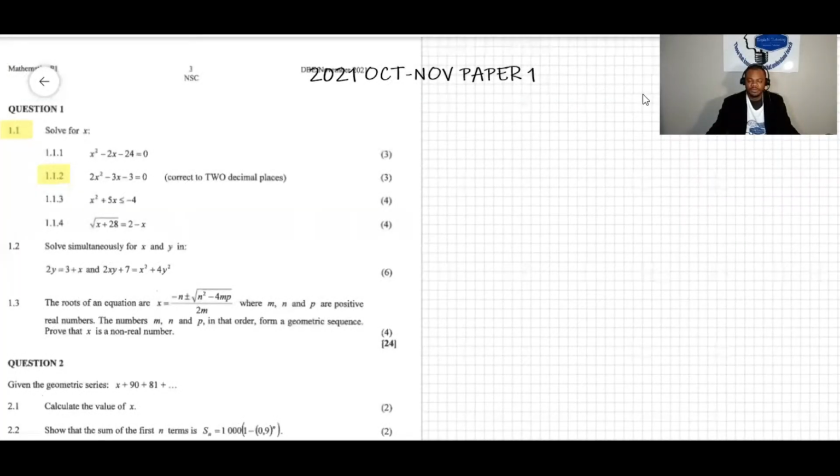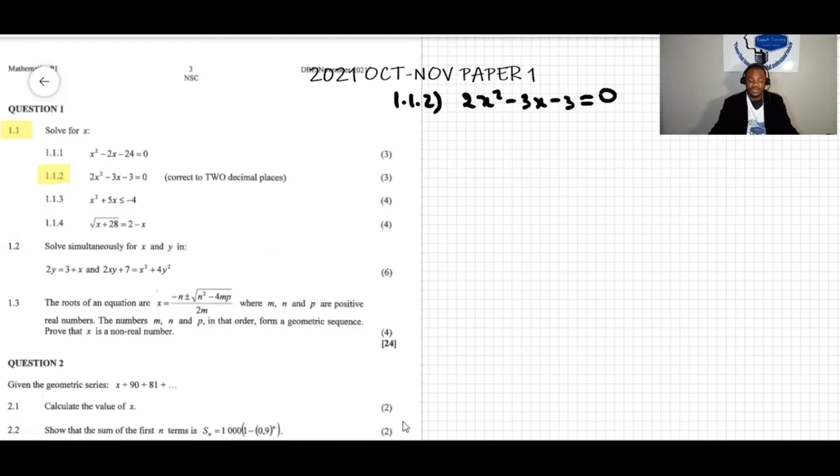Well, in the previous video, we did question 1.1.1. Now we're going to do question 1.1.2. It is given by 2x squared minus 3x minus 3 equal to 0. Now, this is a type of quadratic equation, a trinomial, but now I want you to consider this.